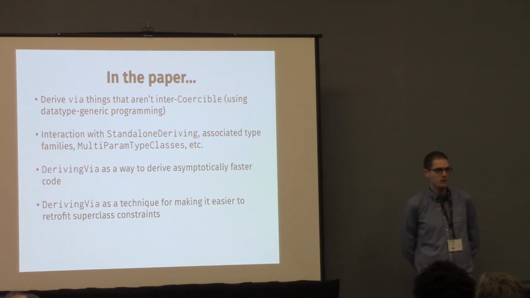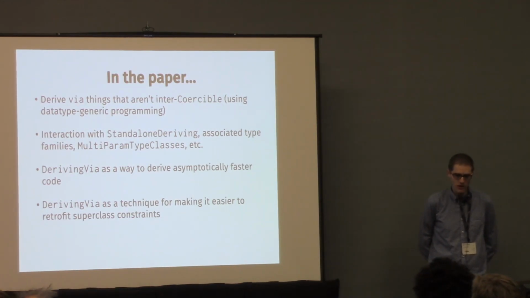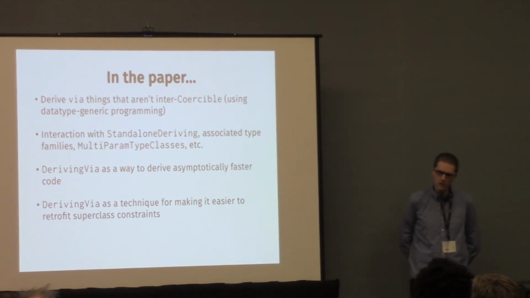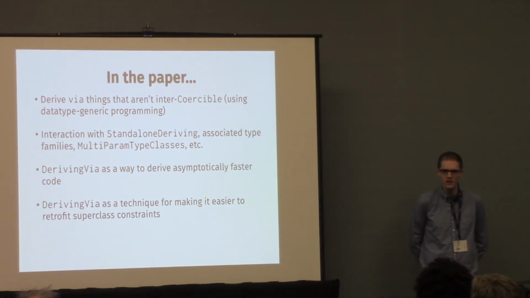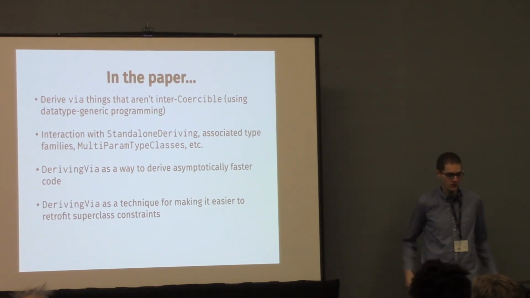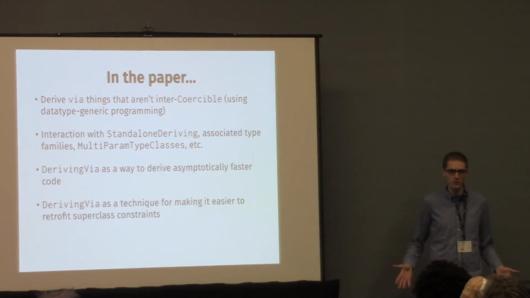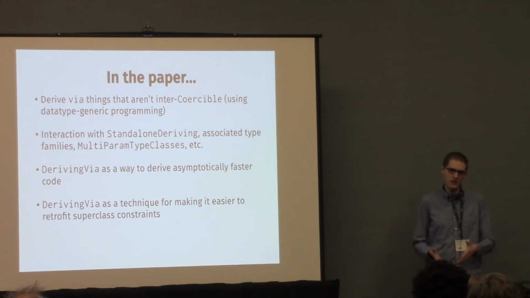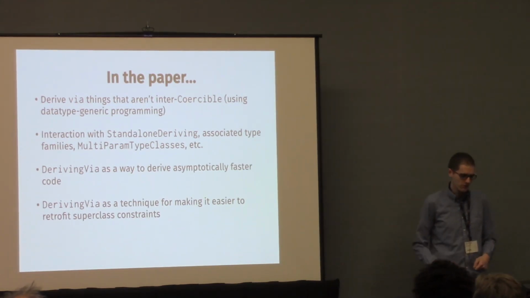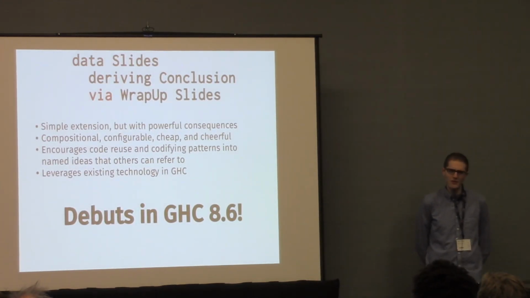Also, it's worth noting that this interacts quite well with existing GHC extensions such as standalone deriving, associated type families, multi-parameter type classes, and other things like this. And then we also go over some other interesting applications that are worth reading in their own right, such as a quick way to derive asymptotically faster code, and also as a technique for retrofitting superclasses. You can imagine that if Deriving Via was around when the Applicative-Monad proposal was being debated, then it might have eased the migration story there. So that's some stuff that I will just leave off there. All right, and that's basically everything that I wanted to mention today.